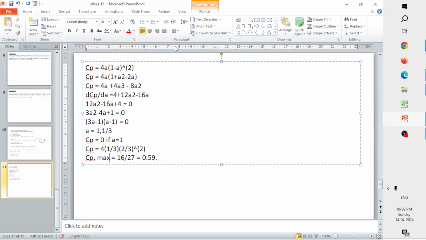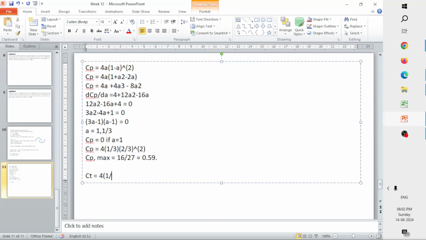Similarly, you can calculate the value of Ct the same way. You just need to substitute the value of 1 by 3. You can also state this as the thrust coefficient at maximum power, maximum theoretical power. In that case, your thrust coefficient will be Ct equals 4 times 1 by 3 times 2 by 3. So that will be nothing but 8 by 9, which is around 0.889, I guess.